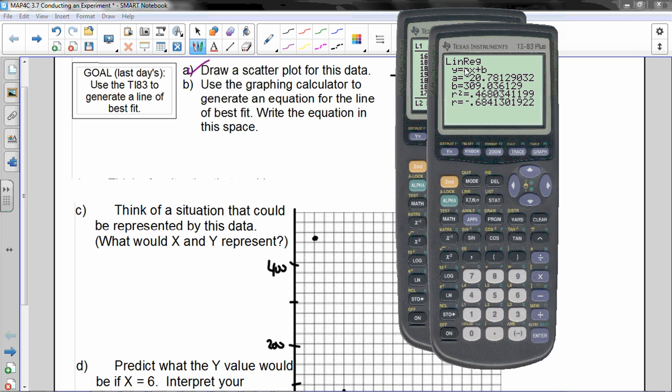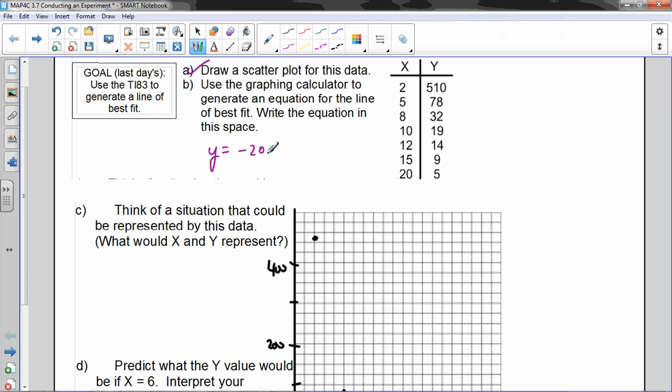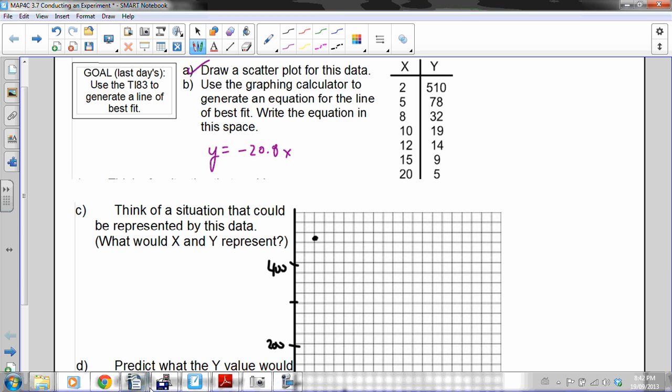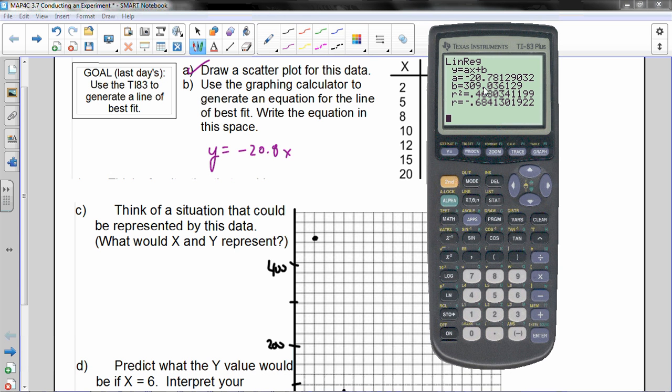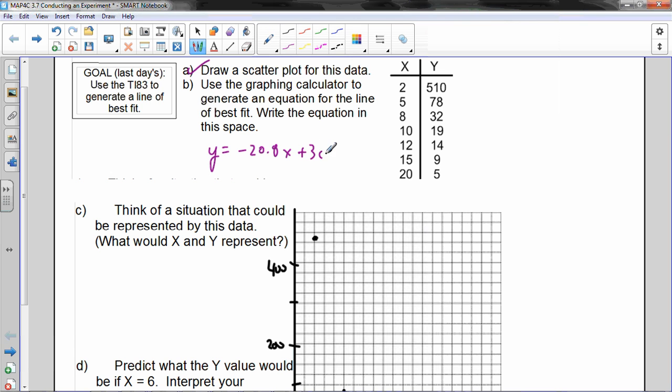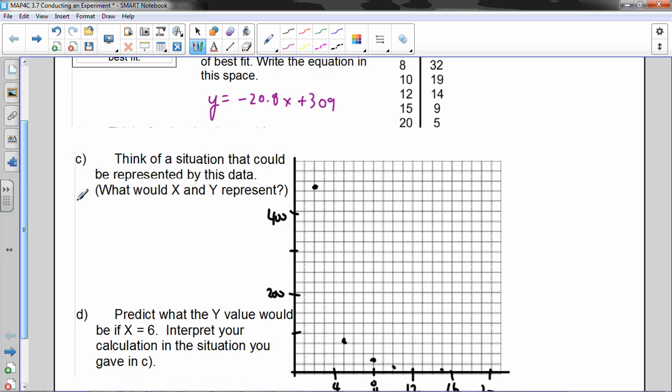We see there the line of best fit has a slope of negative 20.8, and 309 is the y-intercept. Now, of course, we see this isn't linear data at all. I can see the line of best fit with a y-intercept of 309 would go somewhere down here and then down this way, but this isn't a very good model because this data is actually not linear, right?